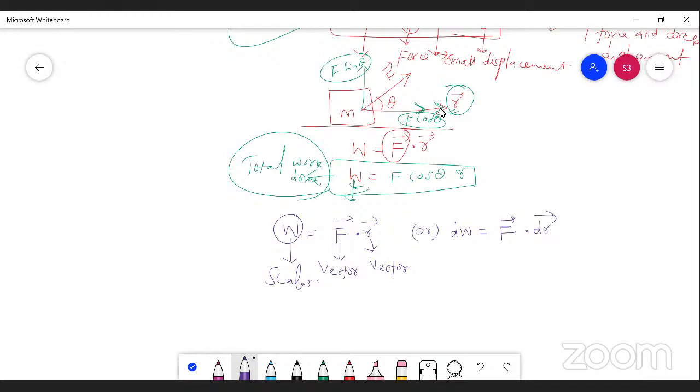Or the dot product of two vectors. Force is one of the vector quantities, displacement is one of the vector quantities. You take the dot product of these two vectors, the resultant is a scalar quantity. Why? Because work done is a scalar quantity.